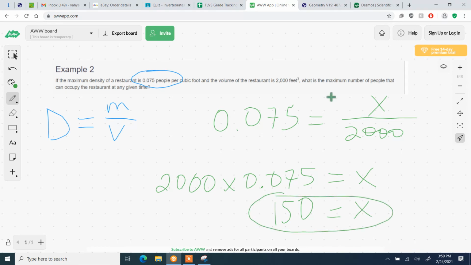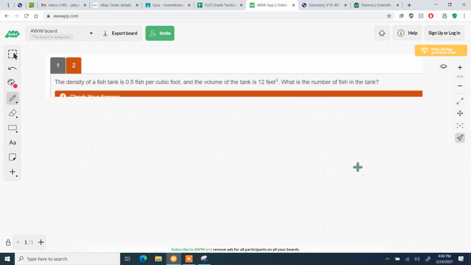In this case, this one is a little bit different. We're not trying to find density, we're trying to find something else. In this formula, we plug in the things that we have. You look at your problem, you plug in all the things that you can plug in, and then you have to solve for whatever is left. All right, let's do one more problem.